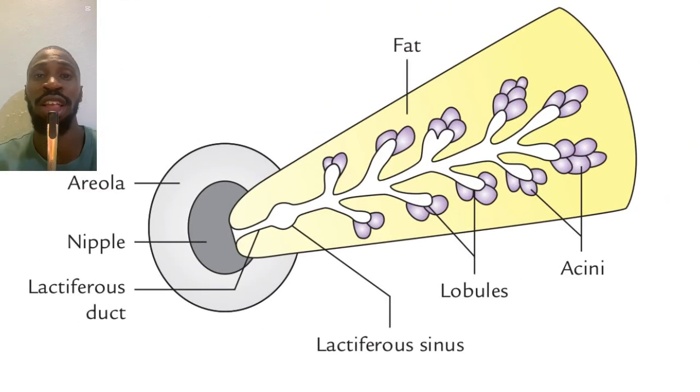The parenchyma, or the glandular tissue of the breast, is the site for milk production for the newborn. So the site for milk production in the breast for the newborn is called the parenchyma or the glandular tissue. We have talked about the skin, we have talked about the stroma, now we are on the parenchyma.